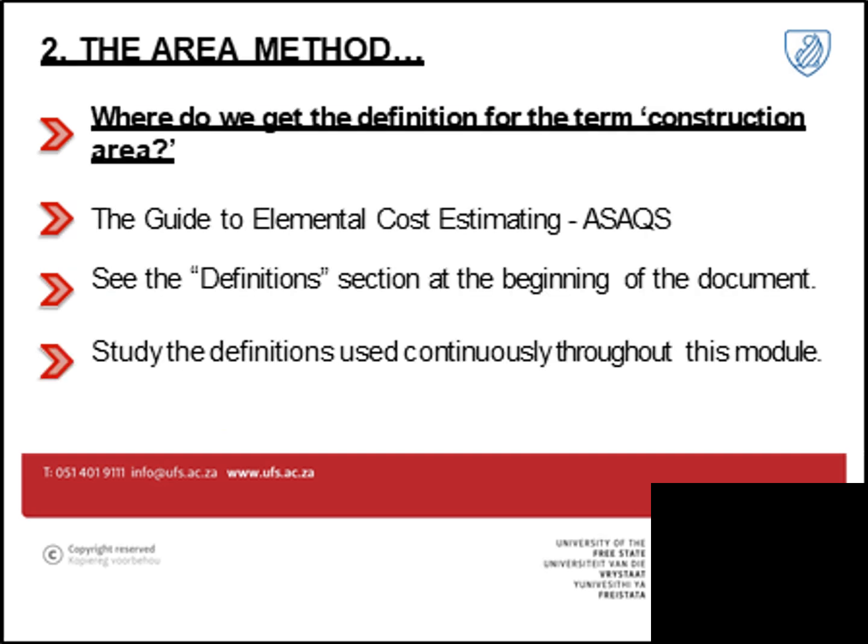Okay, so where do we get the definition of the term construction area? It is from the Elemental Guide, and see the definition sections at the beginning of the document. You can just have a look at that. Study the definitions used continuously throughout this module. So when you go through your Elemental Guide, please make sure that you read through that introduction section, what is included in your units and what is not. It's extremely important to have a look at that.